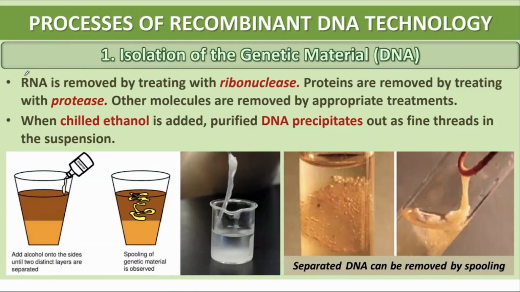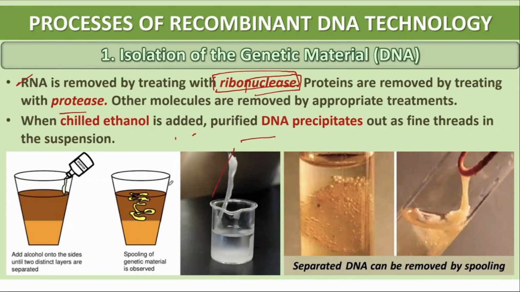To remove the RNA, we can treat it with ribonuclease. We already know what is meant by nuclease, so ribonuclease specifically indicates RNA. Then to remove the protein, it is treated with proteases. Everything else will be removed with centrifugation or using the salting out or salting in method. And then when we add chilled ethanol, the DNA precipitates out as a fine thread in the suspension.